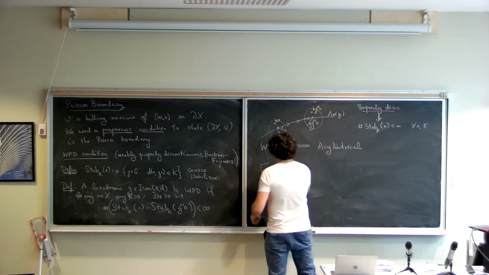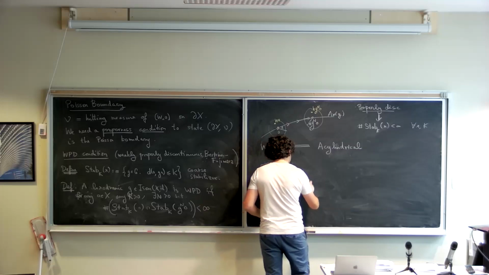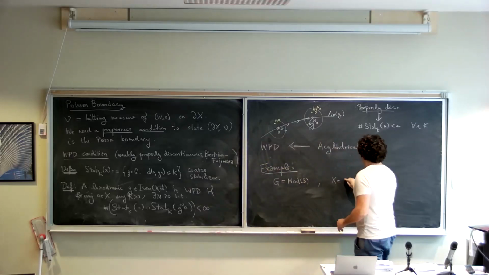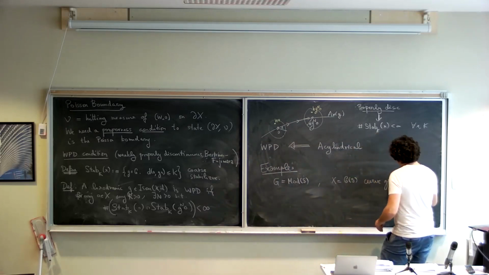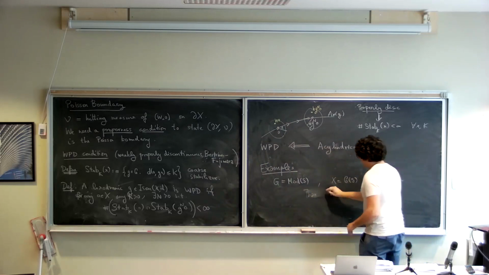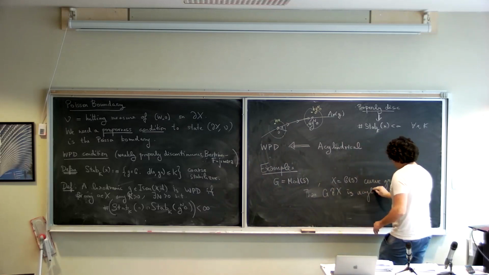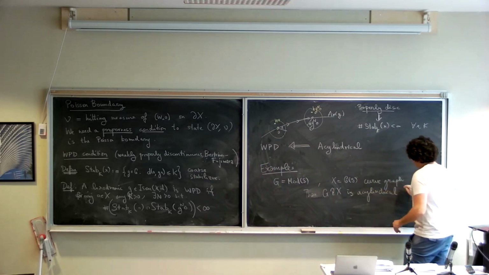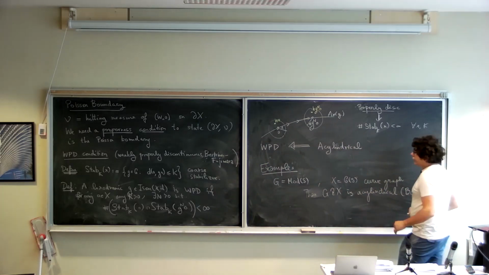So examples. Okay, let me just briefly say. If G is the mapping class group, then we can take X to be the curve complex graph. Then the action of G on X is acylindrical by Bowditch. What is that? Yeah, I can tell you what that is.